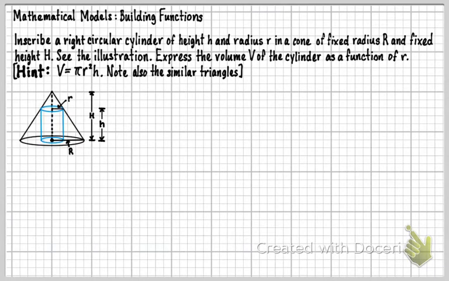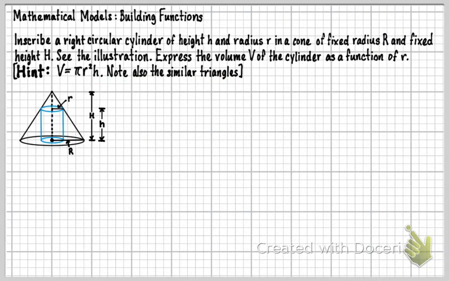Let's take a look at this problem now. It says, inscribe a right circular cylinder of height h and radius r in a cone of fixed radius big R and fixed height big H. See the illustration. And then it says, express the volume V of the cylinder as a function of r. Hint, V equals pi r squared h, which is the volume of a cylinder. And it also says, note also the similar triangles.